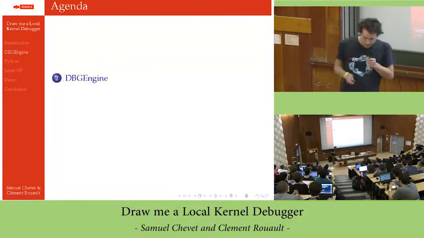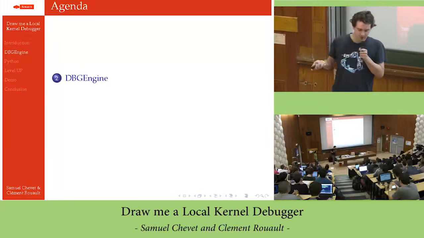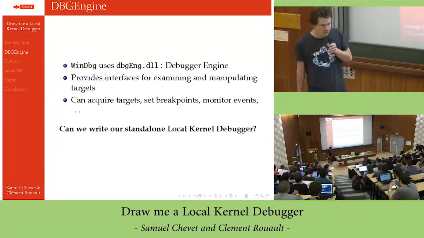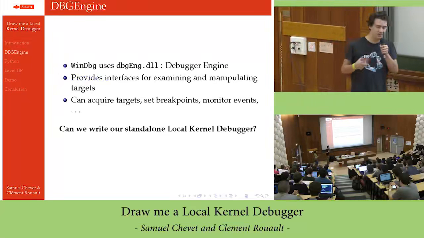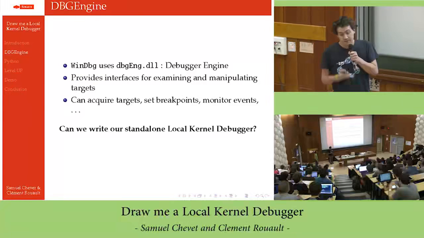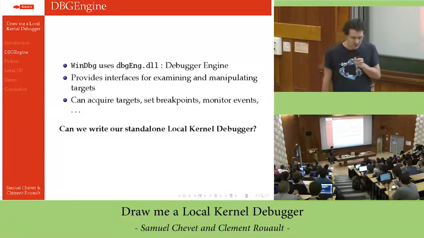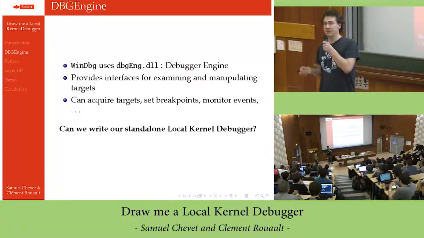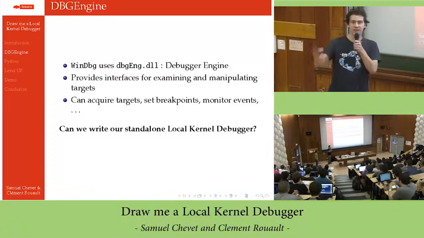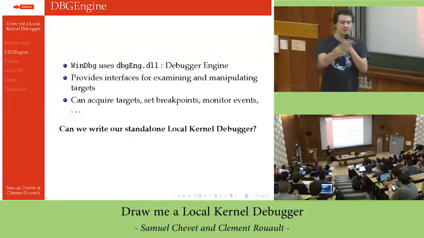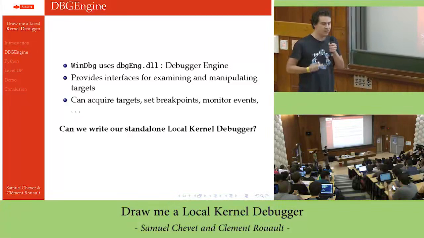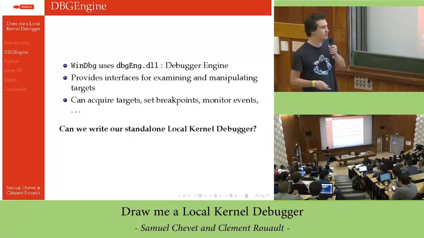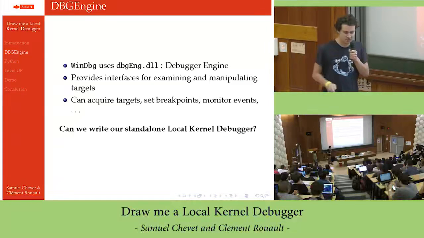Okay, so how does it work exactly? WinDBG in fact uses a DLL named dbgeng.dll, the debugger engine. It provides interfaces to communicate with your target, like a computer you want to attach to, for reading its memory, setting breakpoints, etc. So we thought, why not use this DLL to write our own standalone local kernel debugger? And go fuck yourself, WinDBG.